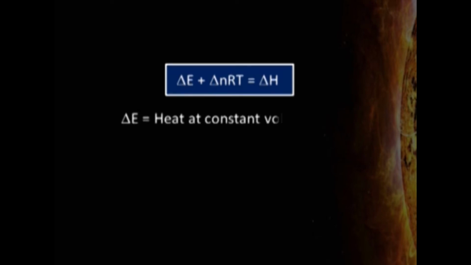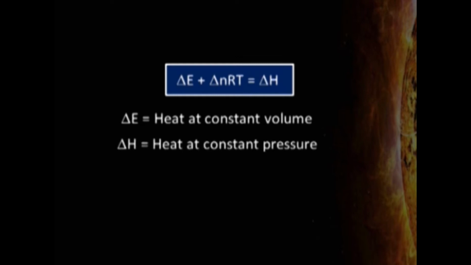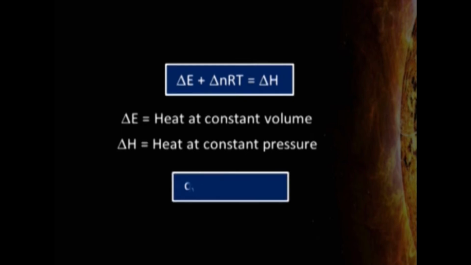Numerically, it can be said that delta E plus delta n RT equals delta H, where delta E is heat at constant volume and delta H is heat at constant pressure. Therefore, it can be said that QV plus delta n RT equals QP. Now, we will explain enthalpy of formation or heat of formation.